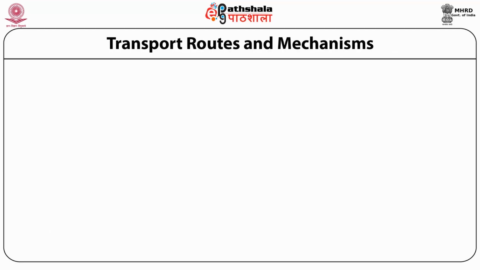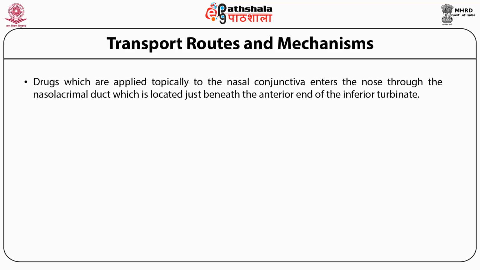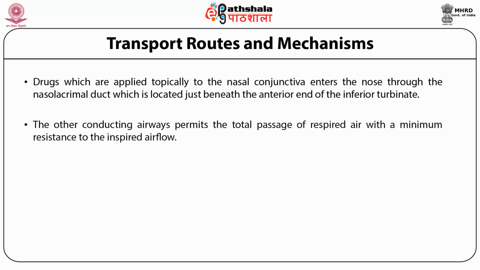After understanding the various factors which will affect the formulation design of the nasal drug delivery system, let us go and take an insight into the transport routes and mechanisms which these drugs will traverse or face while being delivered. Drugs which are applied topically to the nasal conjunctiva enter the nose through the nasolacrimal duct, which is located just beneath the anterior end of the inferior turbinate. The other conducting airways permit the total passage of respired air with a minimum resistance to the inspired airflow.